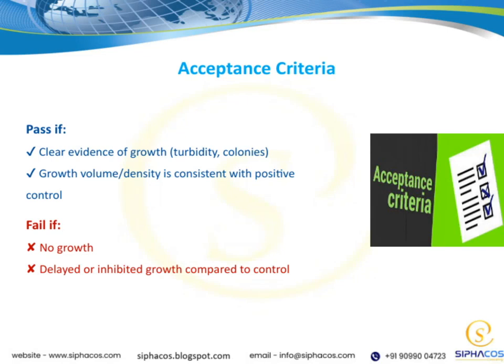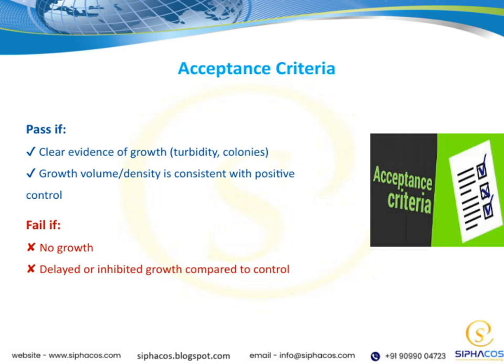When we're evaluating growth, the first thing to look for is clear evidence that growth has occurred. This could be seen as turbidity in the medium or visible colonies forming. It's important that this evidence is unmistakable and consistent with what we expect. Next, we want to check if the growth volume or density matches that of our positive control. If it does, then we can consider that a pass. Essentially, we're confirming that the test conditions support growth similarly to our known positive sample.